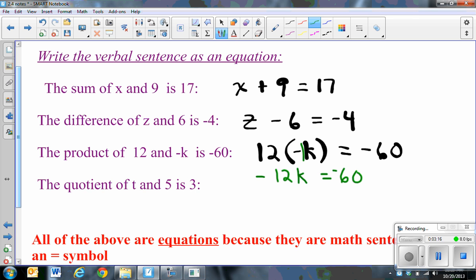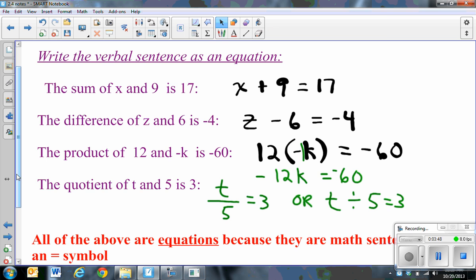Fantastic. The quotient of t and 5 is 3. See the word quotient, we think divide. Again, is, we think equals. T comes first, so it's t divided by 5 equals 3, or we could use the division symbol, t divided by 5 equals 3. But you're going to see that we much prefer to write it with a fraction bar, which is just going to be easier to solve.